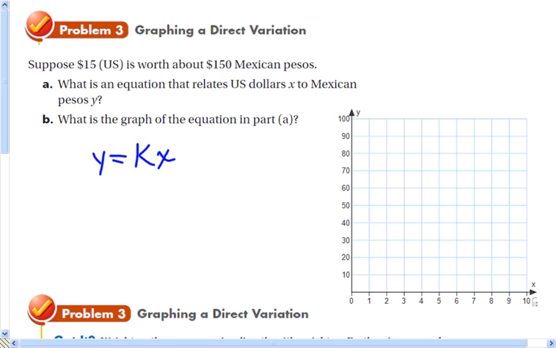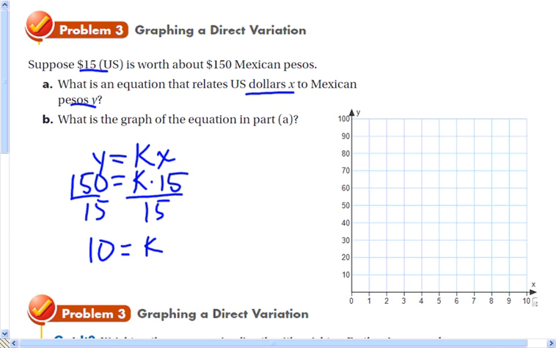If that's true, then we can say that since $15 is our US dollars and our Mexican pesos are y, we can substitute 15 for x, and we can substitute 150 for y, and we can divide both sides by 15, and we get k is 10. So our constant of variation is 10. Basically what we're saying is that you get 10 Mexican pesos for every dollar, or the number of pesos is 10 times the number of dollars. So our equation is y equals 10x.